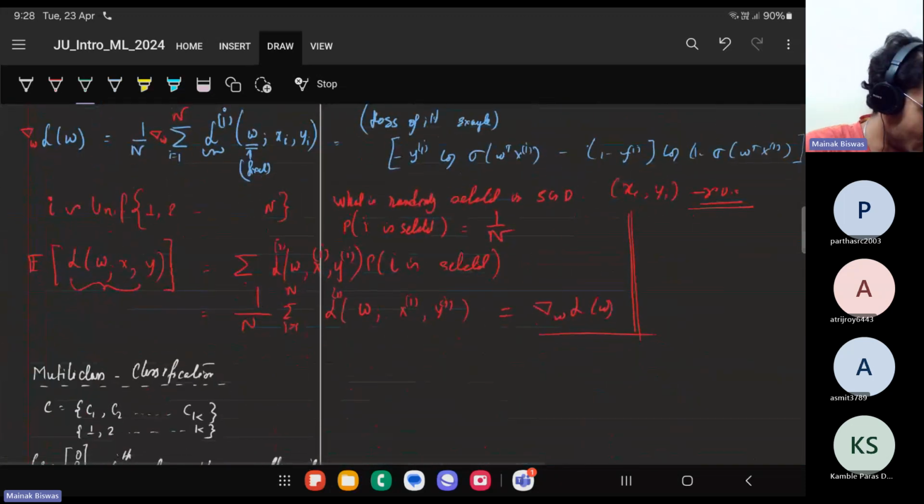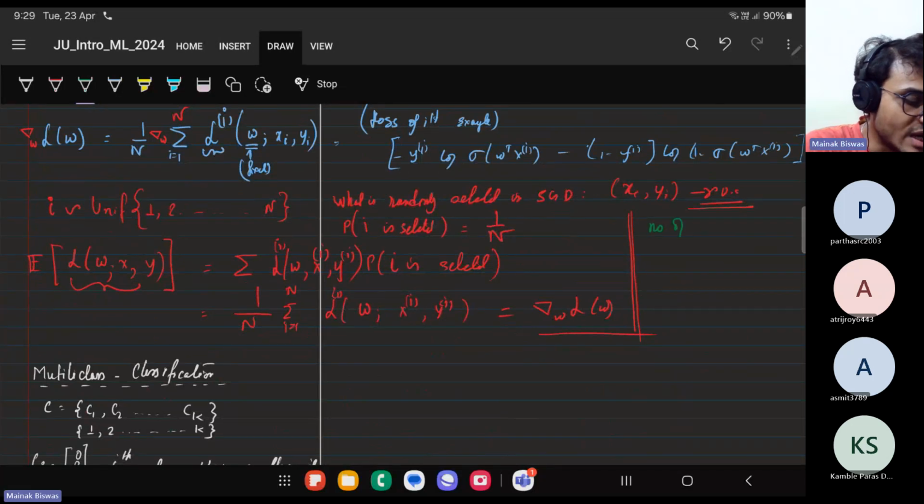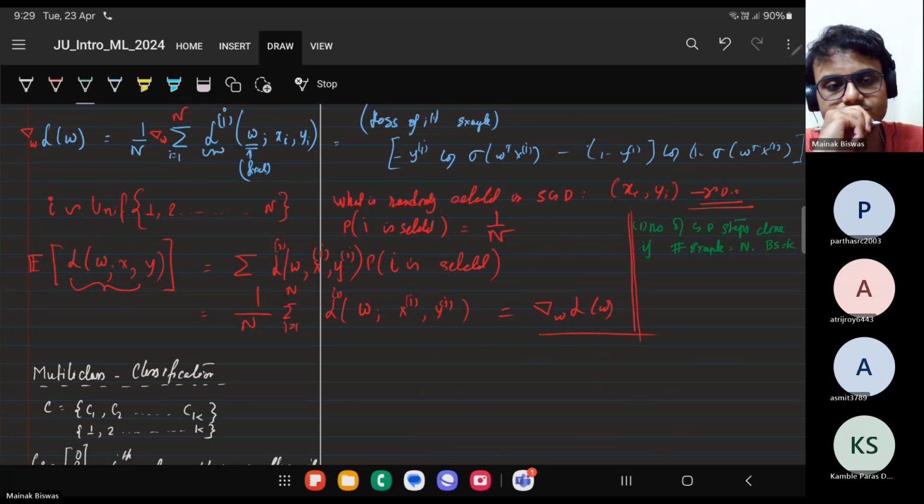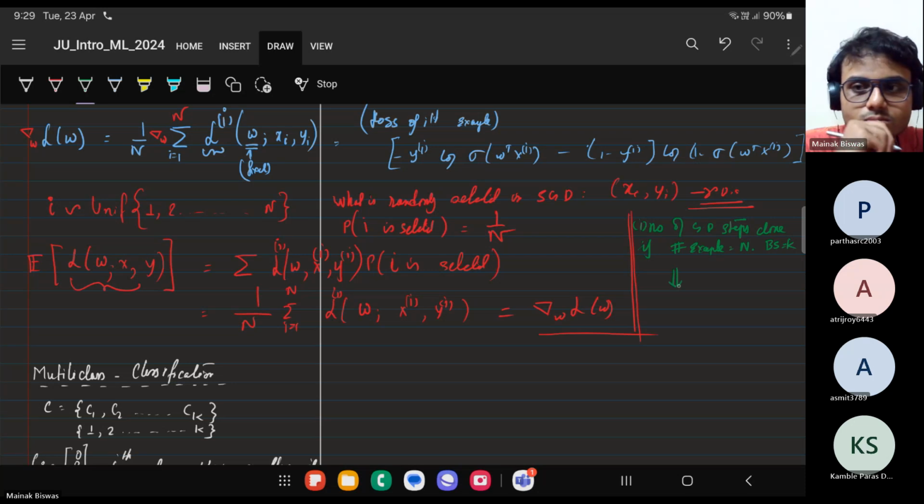But anyway, the question I want to ask you: if the number of examples is equal to n and the batch size is equal to k, what is the number of gradient descent steps you will do per epoch?